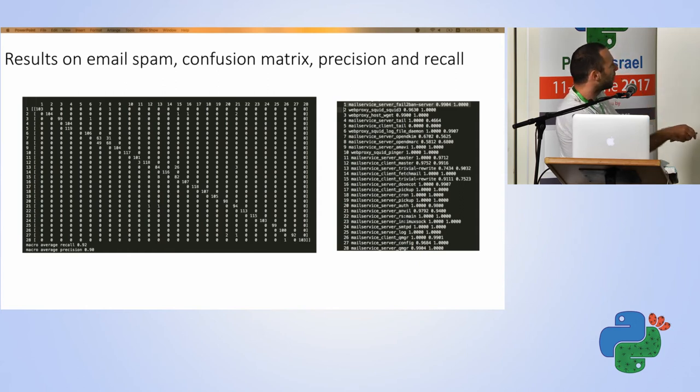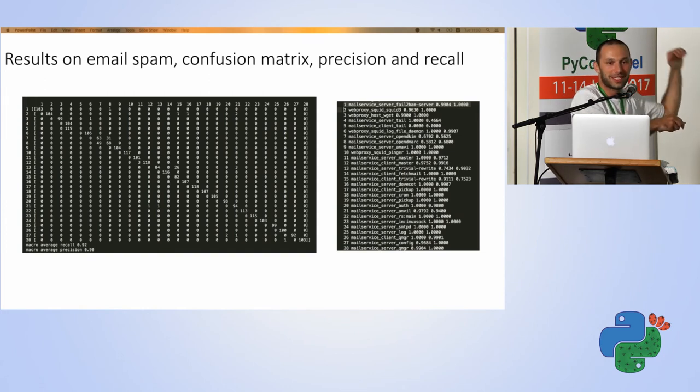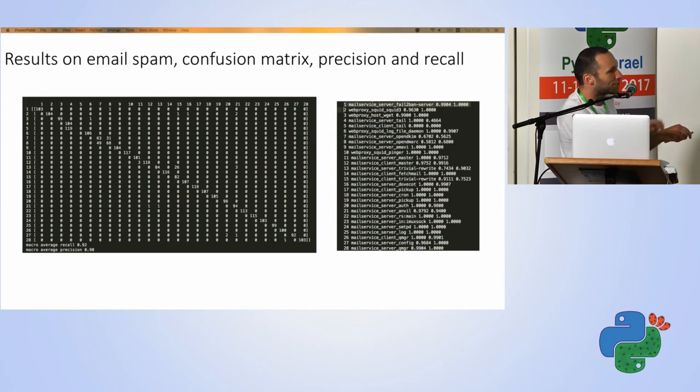By the way, the numbers are similar, and the results are absolutely excellent. Let's say in a confusion matrix, if it's diagonal, that means it's excellent. Your accuracy is 100%. And here we have some errors, let's say, between process 4 and 5. And also here we have some errors. And here, you know, it's not as perfect as it looks.